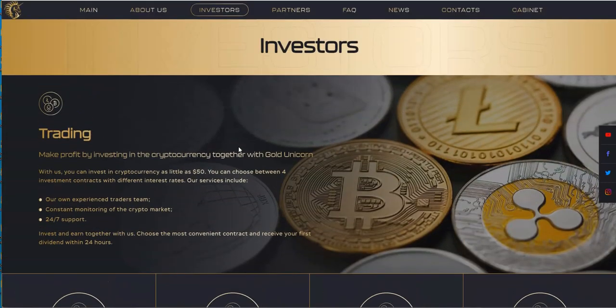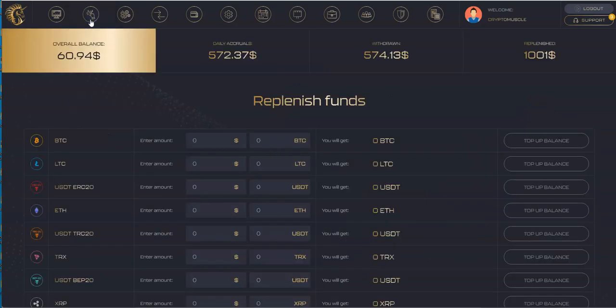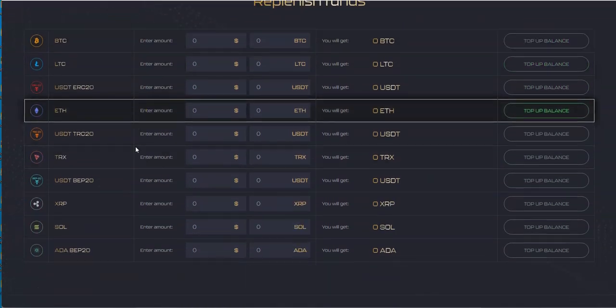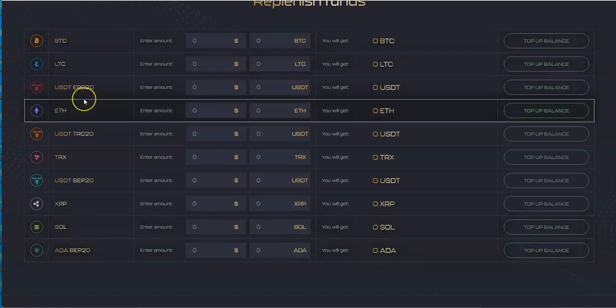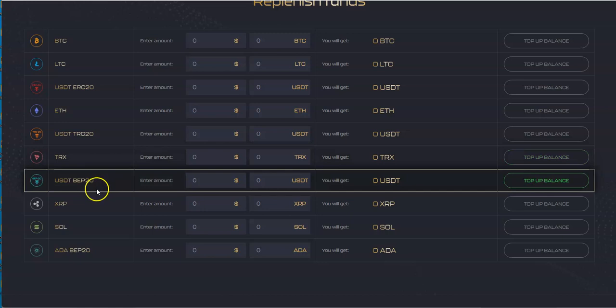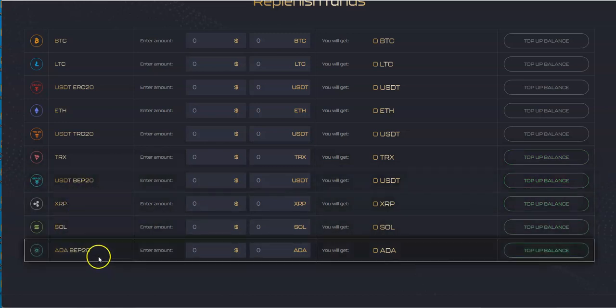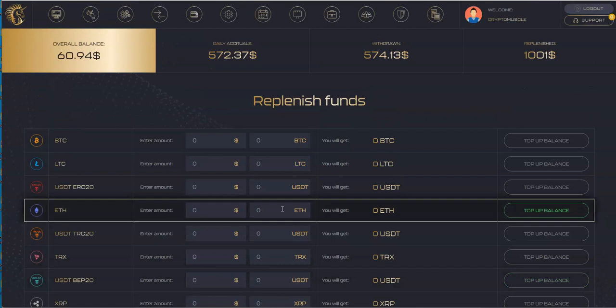Let's just see how close we are to the end here, huh? So I have $60.93. If you decide to join the platform, you sign up, right? And then you go to replenishment. So you pick the crypto you want to deposit, right? Some unique ones here. You got Bitcoin, obviously, the usual, Litecoin, USDT ERC20, ETH, USDT TRC20, TRX, USDT BEP20, XRP. Here's a unique one, Sol and Cardano. We'll see some random Cardano here and there when it comes to these sort of platforms.